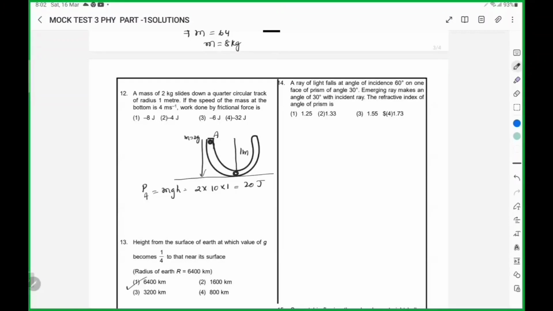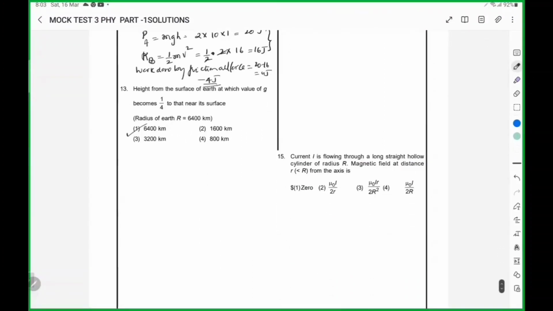When it comes to B, it has only kinetic energy, that is half mv square. Mass here is 2 kg, and with the velocity given, it is 60 joules. But the energy here is 20 and here is 60, which means there is a loss due to friction. So the work done by the frictional force is equal to the difference, that is 4 joules. Work done will be minus 4 joules.